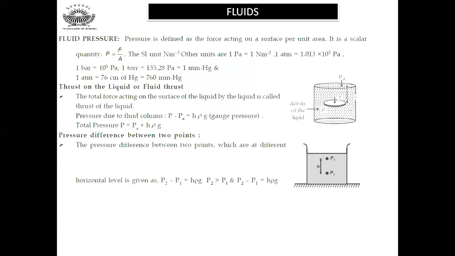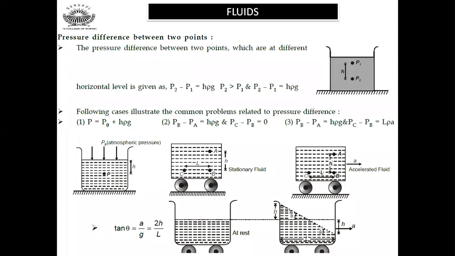The pressure difference between 2 points which are at different horizontal levels is given by P2 minus P1, which is equal to rho gh, where P2 is greater than P1. So this is how the equation will be. Again, the pressure difference between 2 points is the same quantity here, P2 minus P1 equals rho gh. Then P equals P naught plus rho gh. We have different cases, so we are calculating it. P equals P naught plus rho gh.